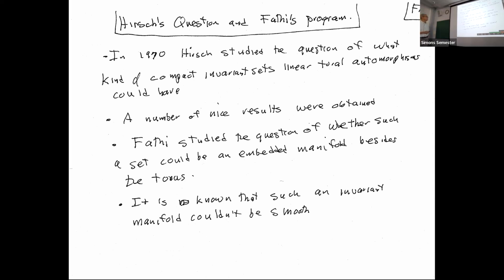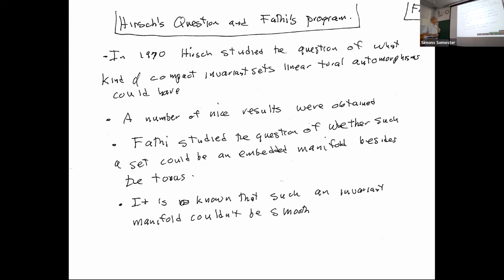So Hirsch's question, and some people attribute it to Smale, was: if you have a linear toral automorphism, what kind of compact invariant sets can there be inside the toral automorphism? There's a fair amount known about this, in terms of their lack of smoothness, and arcs and subtori. I'll tell you a few results related to this program.